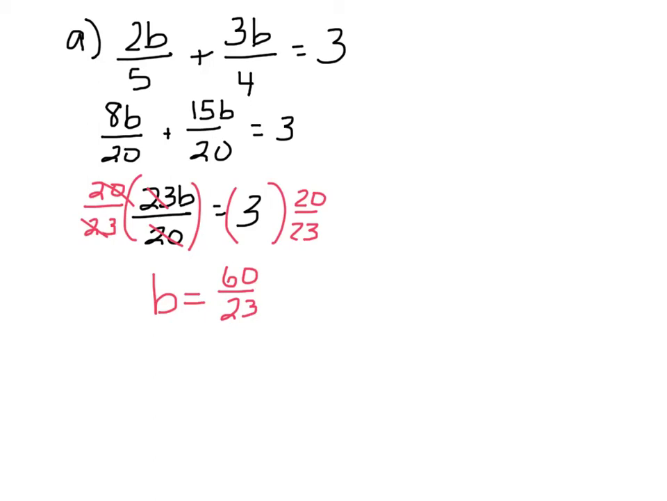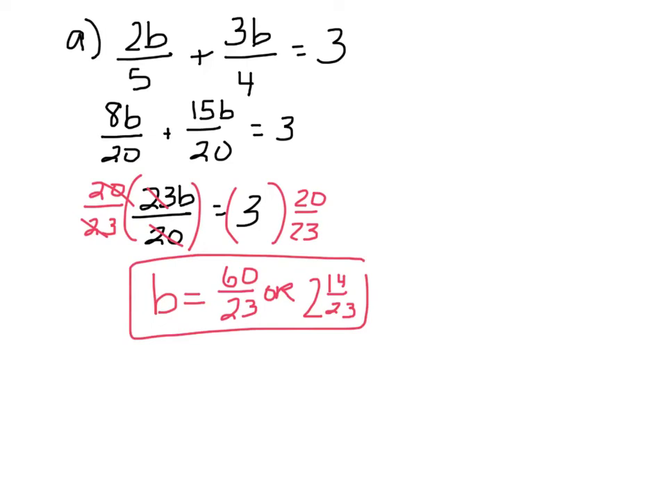This problem cannot be simplified. Now, some of you may say, well, wait a minute, Mr. Humphreys, 60 23rds is an improper fraction. That is okay. It is perfectly okay to have an improper fraction. Or if you wanted to write it as 2 and 14 23rds, that is also acceptable. But I'm going to show you a different way to do this.